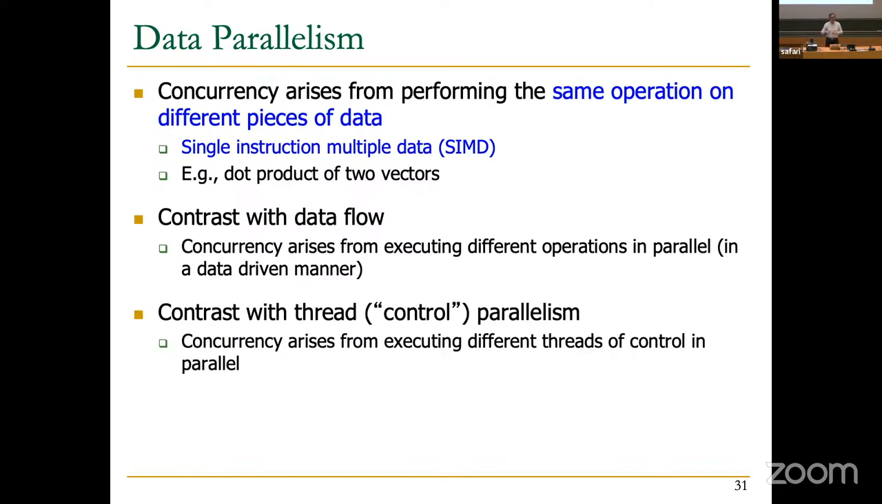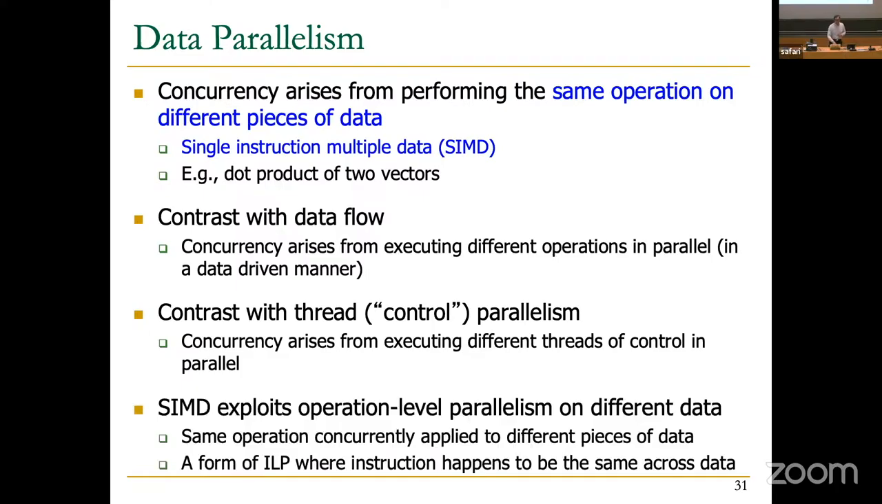Contrast this with thread parallelism at a higher level. This is multiple instruction, multiple data. The concurrency arises from executing different threads of control in parallel, different tasks in parallel. And again, these may have nothing to do with each other. But we're going to get back to GPUs, because GPUs are going to combine SIMD and thread parallelism in a very particular way soon.